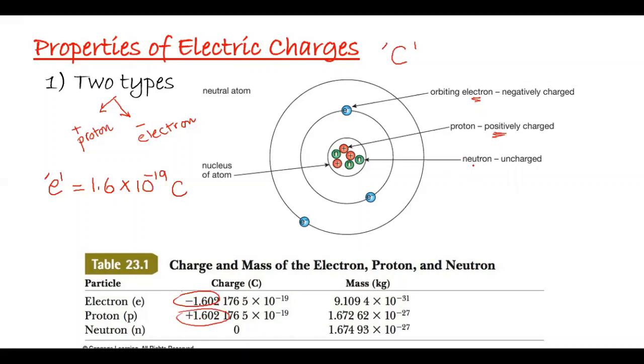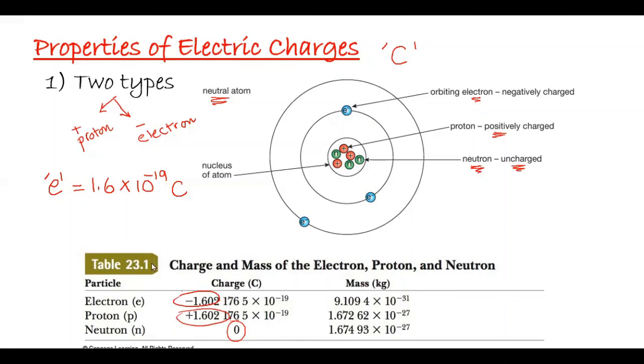Here is another tiny particle called the neutron, which exists in the nucleus, but it is an uncharged particle. So its charge is 0, and the atom all in all is neutral. Neutral means it has no total charge. The total charge is 0 because the number of protons is equal to the number of electrons.